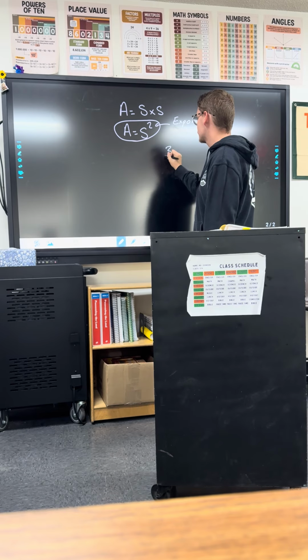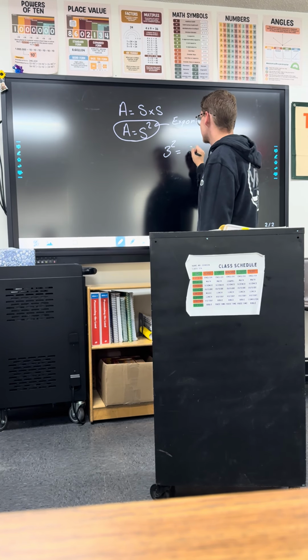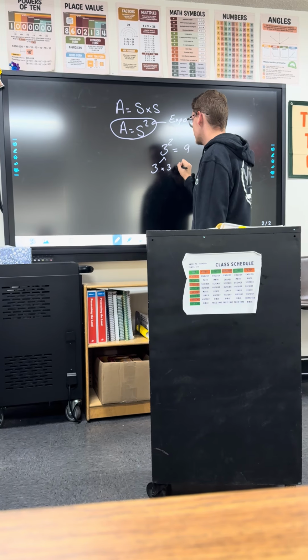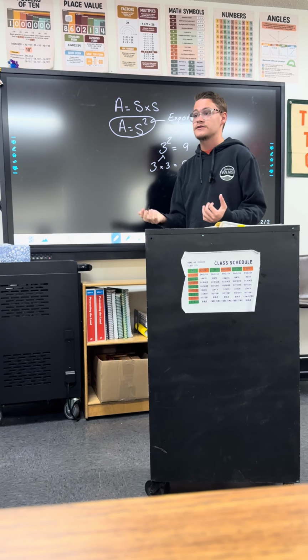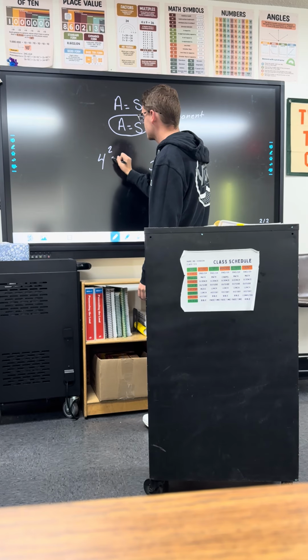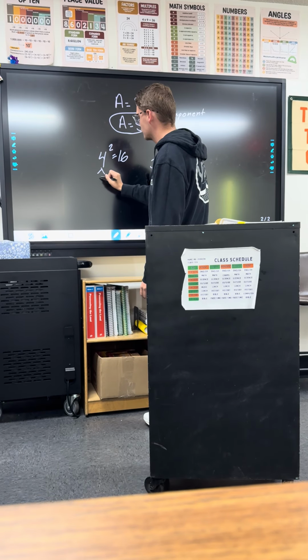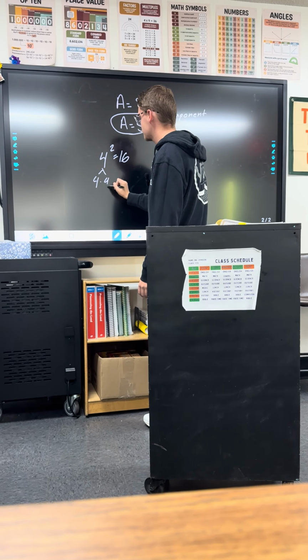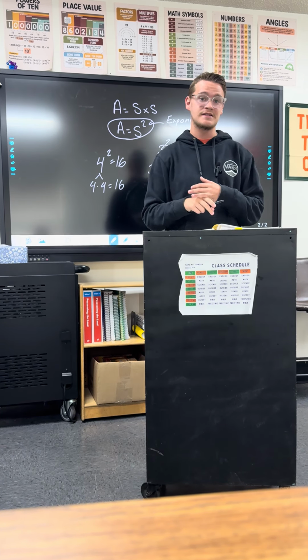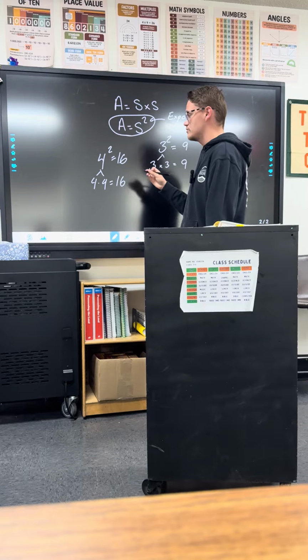So if I have 3 squared, that equals 9 because 3 times 3 equals 9. Same thing goes if I have 4 squared. 4 squared would be 16 because 4 times 4 equals 16. Now, exponents can come in a couple of different forms that aren't always squared. Sometimes it's cubed or so on.